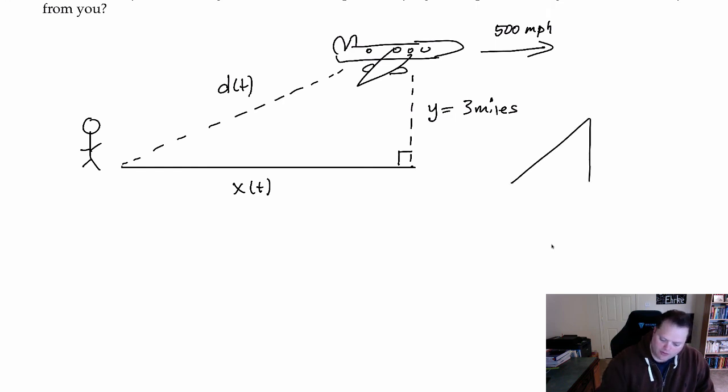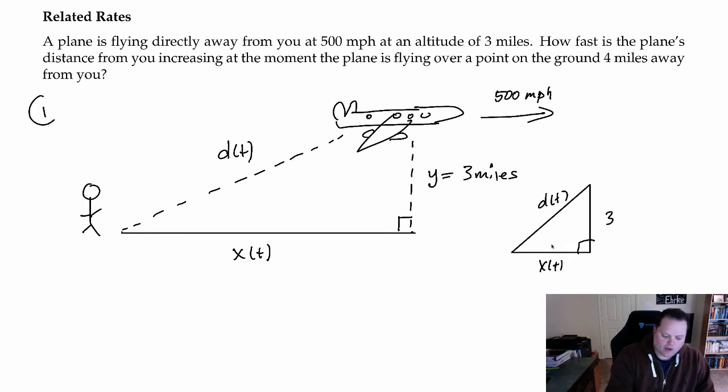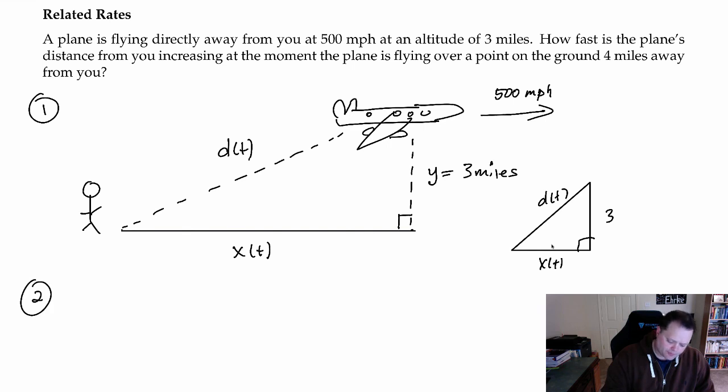Let me draw the triangle real quick. So what we have here is a right triangle of sides 3, x of t, and d of t. All right, so that's step 1. I've drawn a picture. I've labeled everything. Step 2, you have to list the rate that you want to find and the rate that you are given.